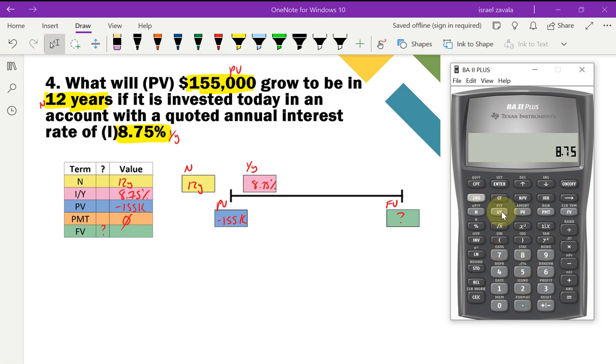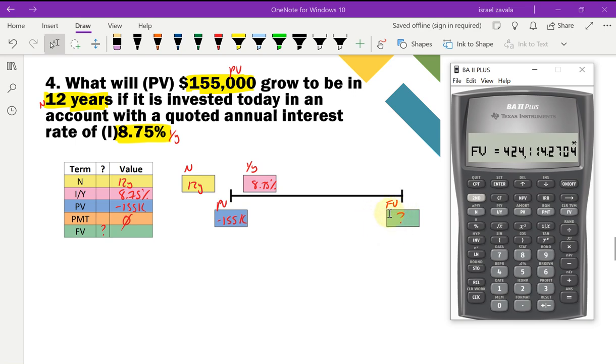8.75 is our interest per year, and we're going to grow. We're going to invest that 155,000. Okay, 0 for payments, and then we're looking for future value. So compute future value. So 424,$114.27. That's what that 155,000 invested over 12 years at 8.75 would grow to.